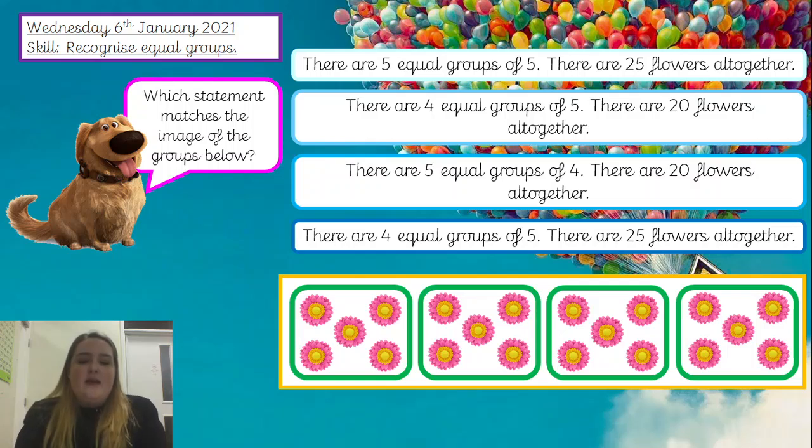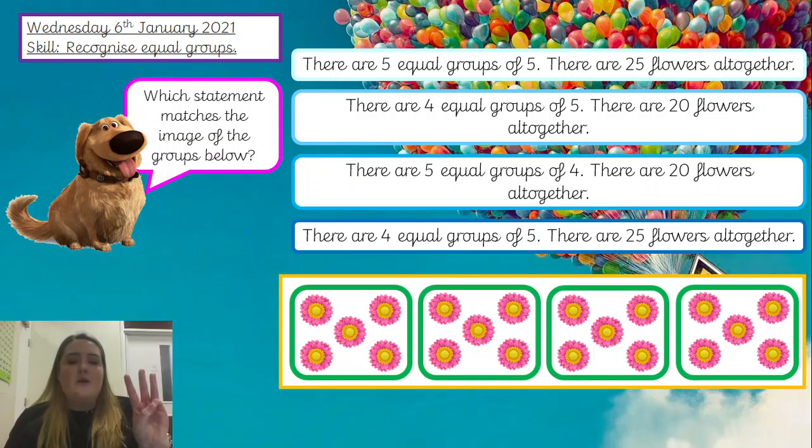So we have a picture of some flowers and they are being put into groups, and I'm going to read the statements to you, and I want you to hold up your finger, show me which one you think it is. So the first one, if you think it's number 1, you hold one finger up. There are 5 equal groups of 5, there are 25 flowers altogether. The second one, there are 4 equal groups of 5. There are 20 flowers altogether.